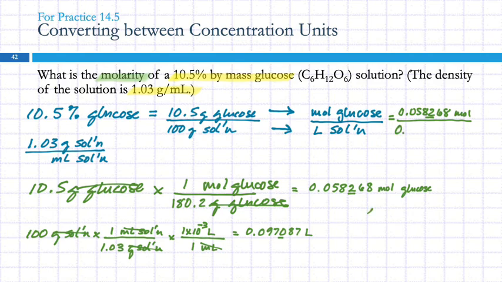Okay, 0.09708. Can't read my own writing. So now I'm going to do the math there. 0.058268 divided by 0.097087, 0.60016. 0.600 moles per liter.